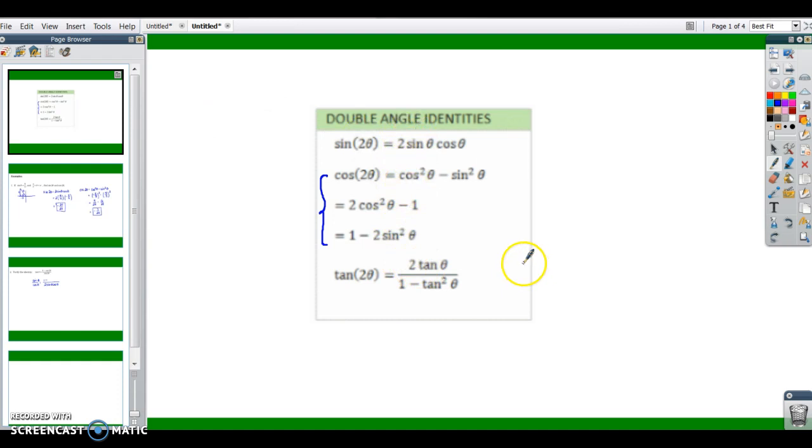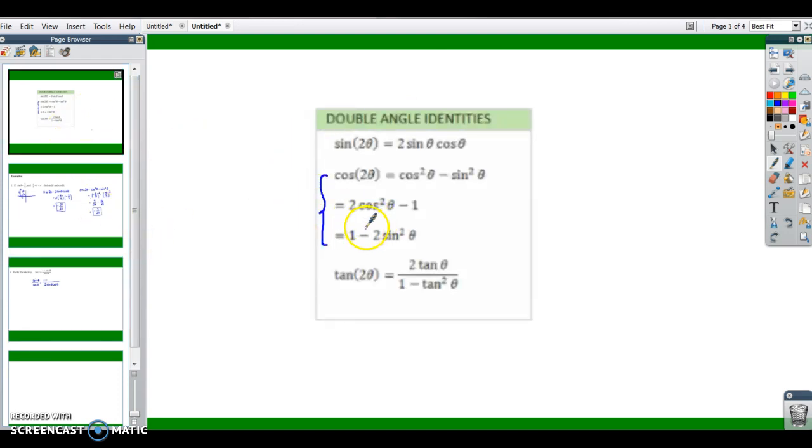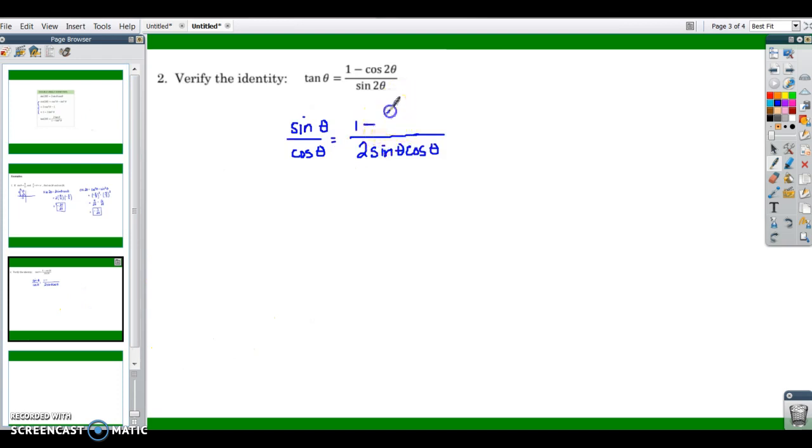Well, I'm probably going to use one that makes a little bit of sense. So for example, if I use this third one, maybe that's going to be easier to get rid of something in my problem. Maybe not. Let's go ahead and have a look. So I've got 1 minus something over 2 sine theta cosine theta. If I use this third one, I've got 1 minus 2 sine squared theta. Well, let's see if that gets us anything.